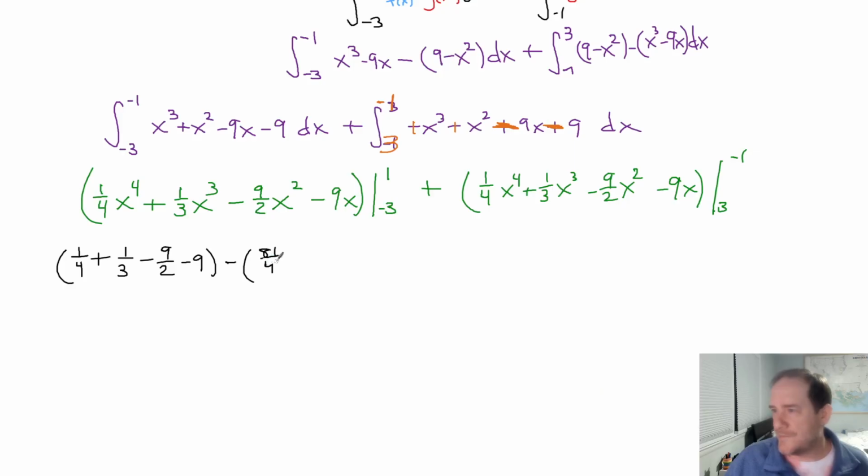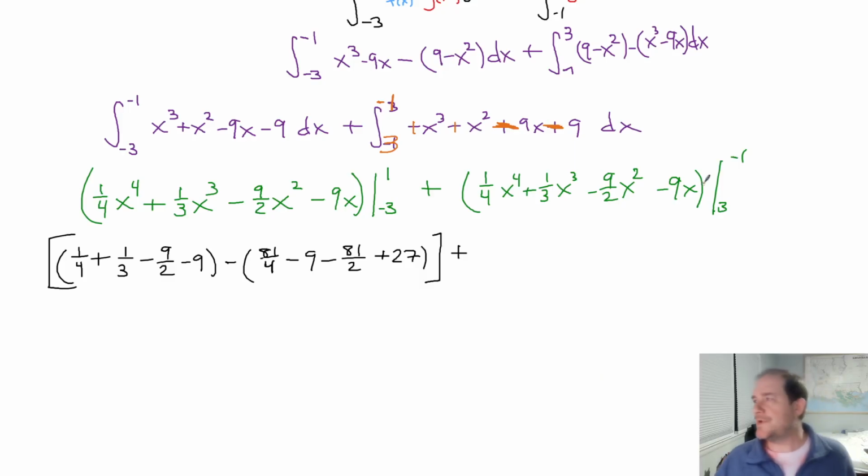All right, 81/4. Then I get -27 times the 3rd is -9. I think that's right. Okay, this goes in, I get 9, I get 81/2. And this goes in and I get plus 27. Okay, and all that is only the first integral. Now we do it all again.